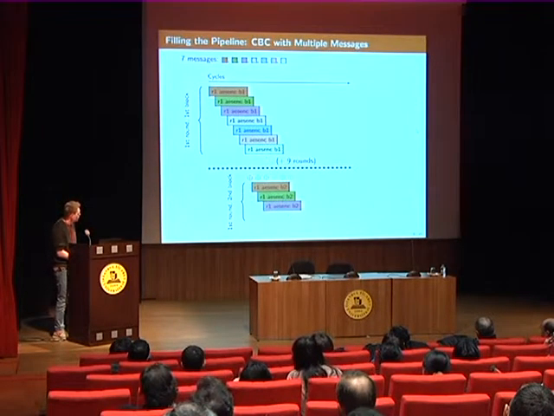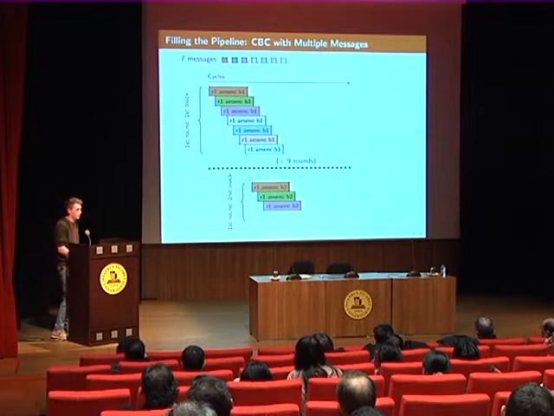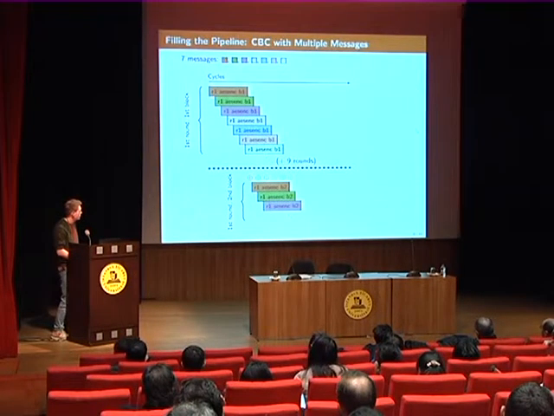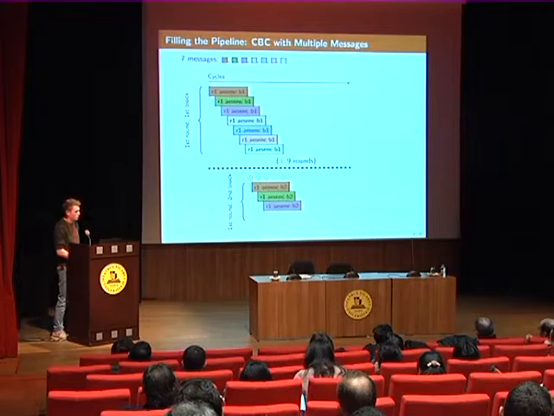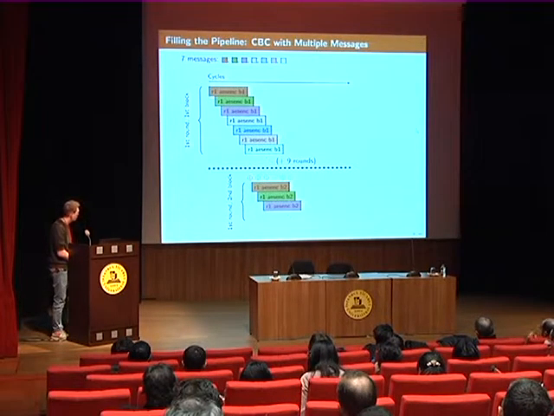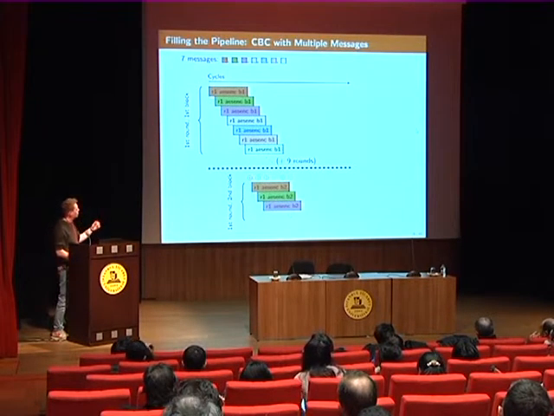Then in CBC mode, of course, we XOR the ciphertext to the next plaintext block, and then we can start doing the same thing all over again. So this picture continues for a while.